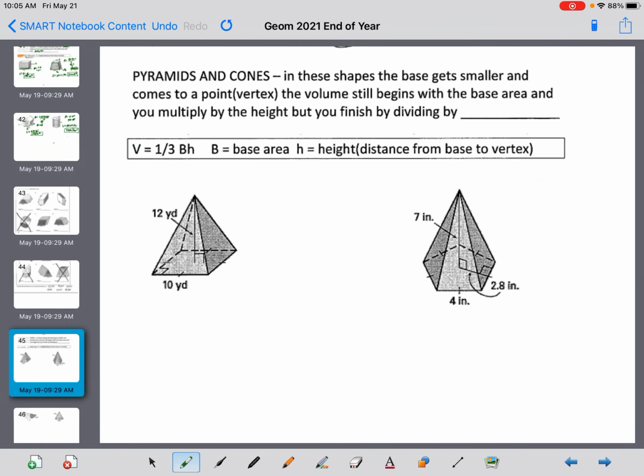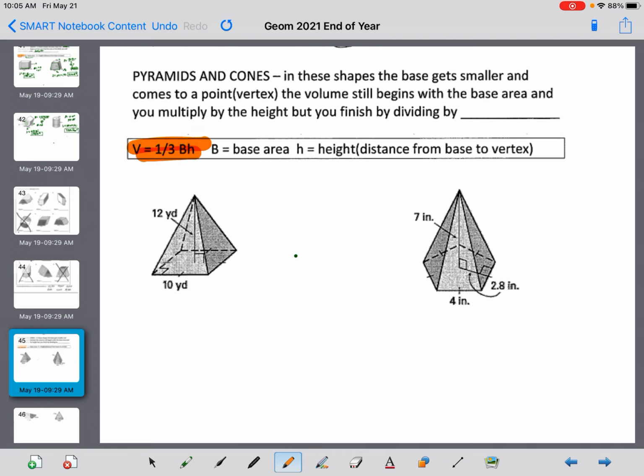For pyramids, I'm going to do a demonstration in class on Monday probably, where it takes 3 pyramids to fill up the prism that's got the same base area and the same height. So that's why the formula looks like it does here. It's 1/3 base area times height.